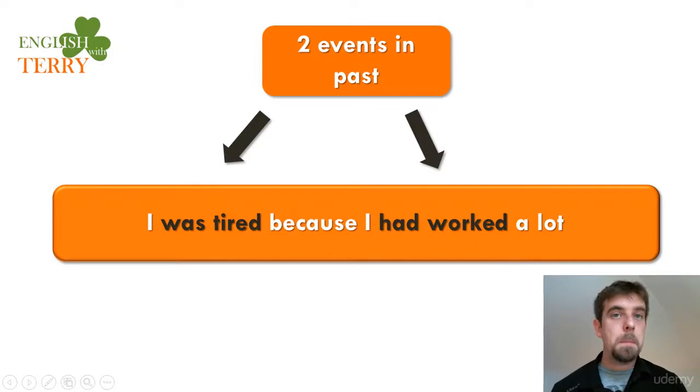We use this basically when we have two events in the past and we are not sure which event happened first. So consider here: I was tired because I had worked a lot. What is the connection? Was tired, had worked a lot. Which happened first? Because if you say I was tired, I worked a lot, it is not so clear when.